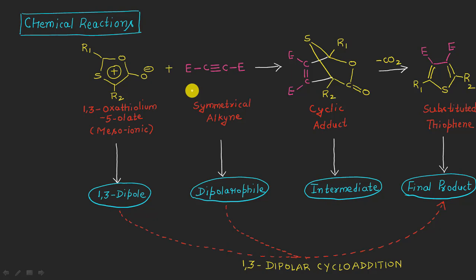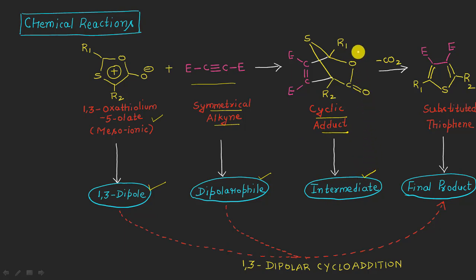It actually shows a similar type of reaction, I mean 1,3-dipolar cycloaddition with a variety of dipolarophiles, right? And here in this picture, you can see that this is our meso-ionic molecule, and it can behave as a 1,3 type of dipole, and the reaction with some symmetrical type of alkyne, which will actually be acting as the dipolarophile in this reaction, will result in the formation of a cyclic type of adduct as the intermediate, right?